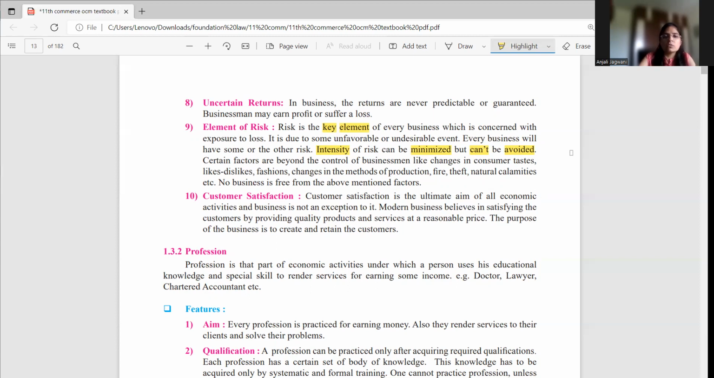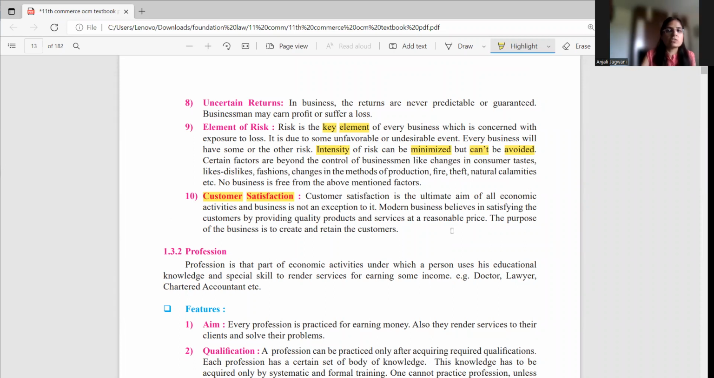And the last feature of business is customer satisfaction. Because customer satisfaction is the ultimate aim of all economic activities. If the customer is not satisfied, then he will never come back. What happens outside is that if one customer is not satisfied, he will tell 10 other people that this person did not give me this thing properly, or his pricing is not right. Then word of mouth spreads in the market, and then we keep losing customers, not just one, we keep losing more customers.